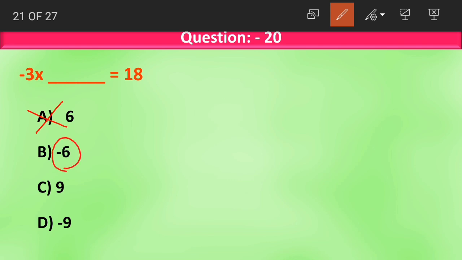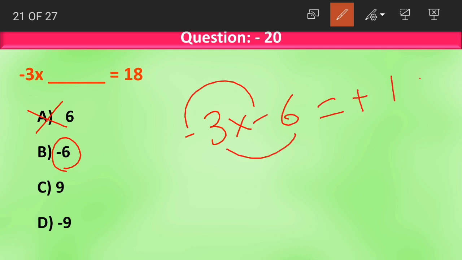Next, option B, minus 6. Minus 3 into minus 6 is equal to what? Minus into minus is plus. 3 6s are 18. Yes, LHS is equal to RHS. So option B is our correct answer.